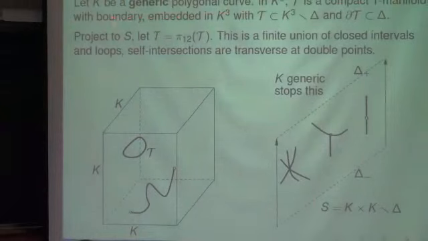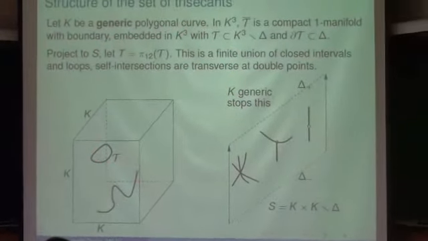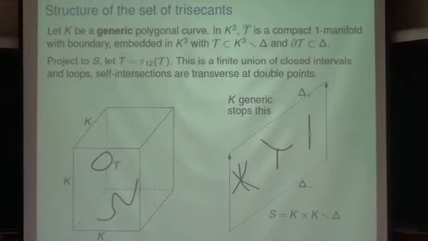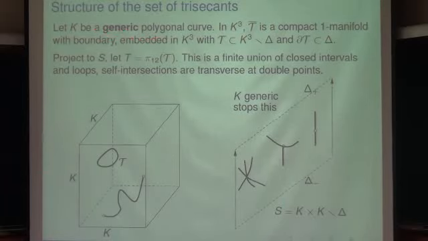Compact one manifold with boundary. And the boundary of the set of trisecants occurs when 2 points come together. Okay? So the boundary will be on the big diagonal where 2 or more points come together. There are a lot of details here that I'm just not going to talk about.